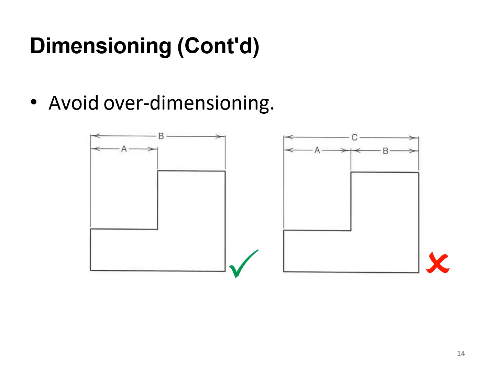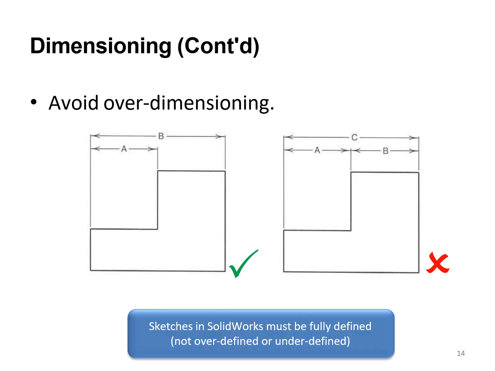Avoid over dimensioning. Here we don't have to tell the distance from this point to that point and the distance from this one to that one, and then the total distance. If I remove the C, this should be okay, because this will be direct dimensioning. If I make it that way, it's going to be indirect dimensioning. The distance from that point to this point can be found by subtracting the A from the B. So the sketches in SolidWorks must be fully defined, not over-defined or under-defined.